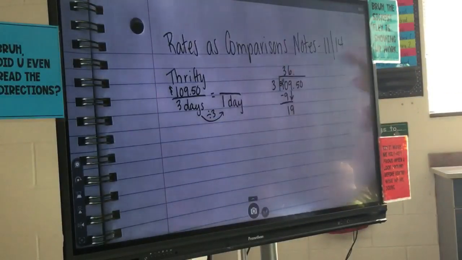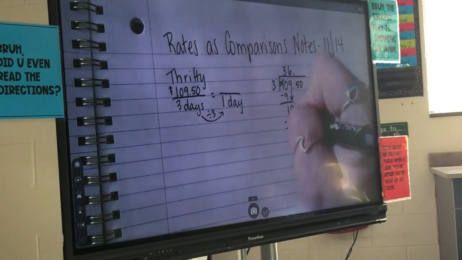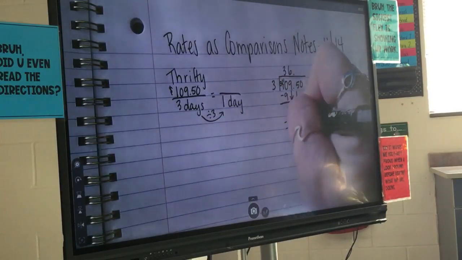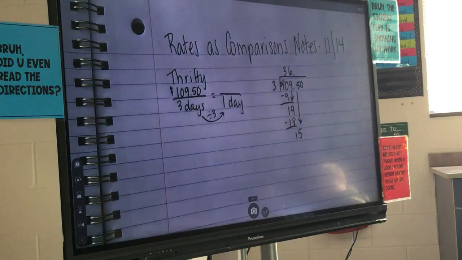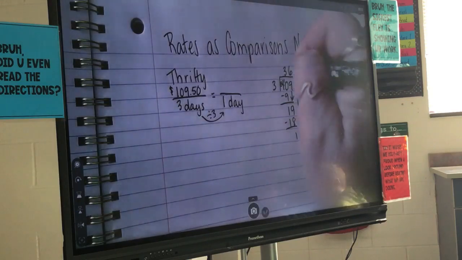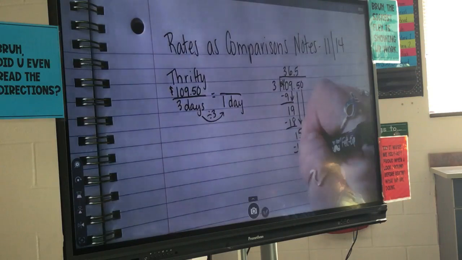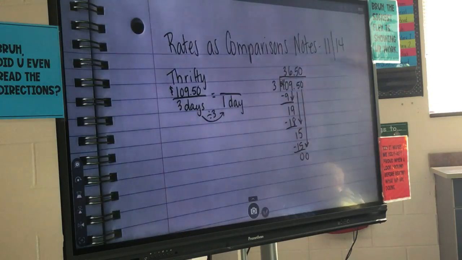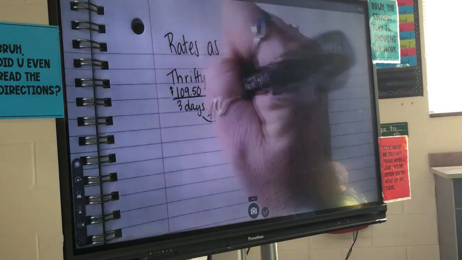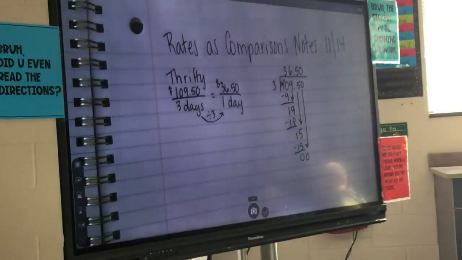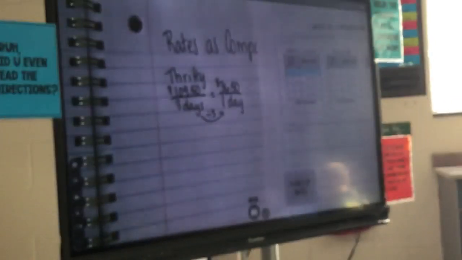Okay, I'm going to put my decimal there. So I end up with 18. Bring down my 5. What do I multiply 3 by to get 15? Angel? 5. And then I bring down my 0. What do I multiply 3 by to get 0? 0. So the cost per day for the first one is $36.50. That is what you're going to put right here.